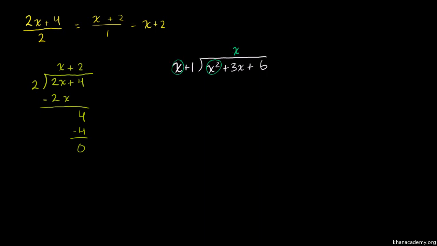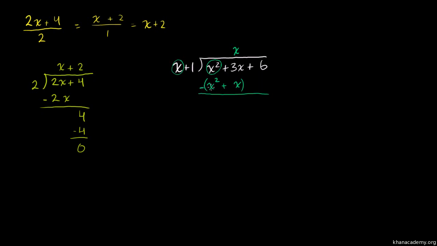So x times x plus 1 is what? x times x is x squared. x times 1 is x. So it's x squared plus x. And just like we did over here, we now subtract. And what do we get? x squared plus 3x plus 6 minus x squared plus x. So let me be very careful. I want to make sure that the negative sign applies to this whole thing.